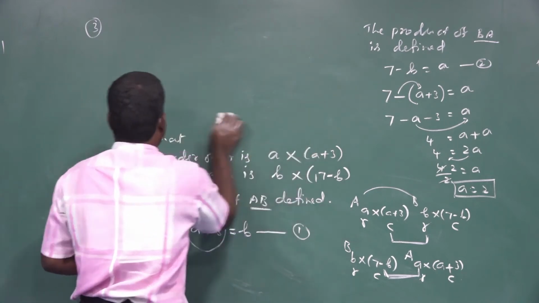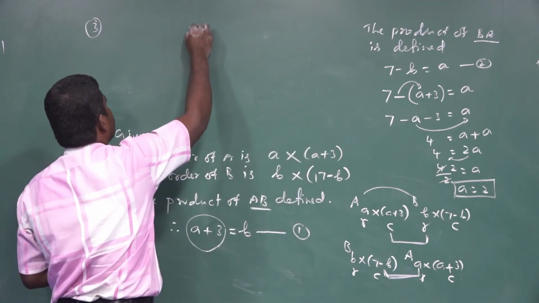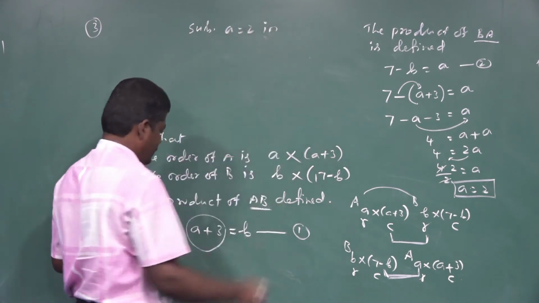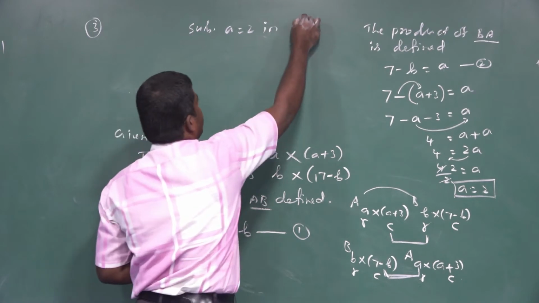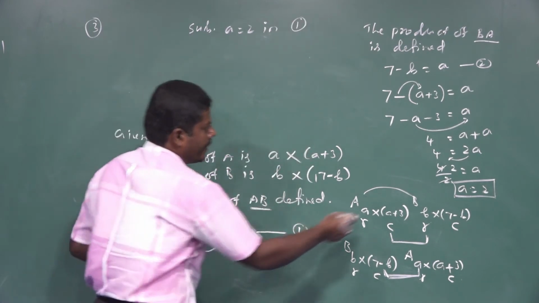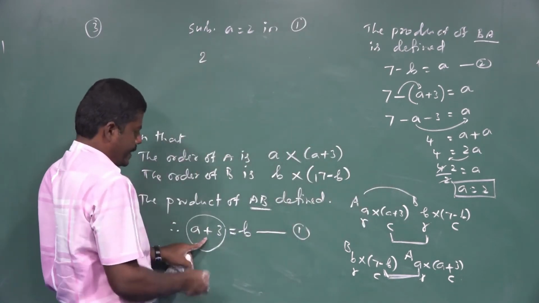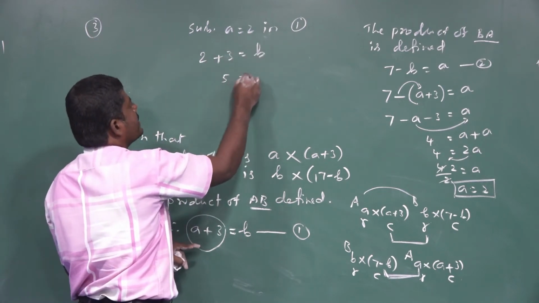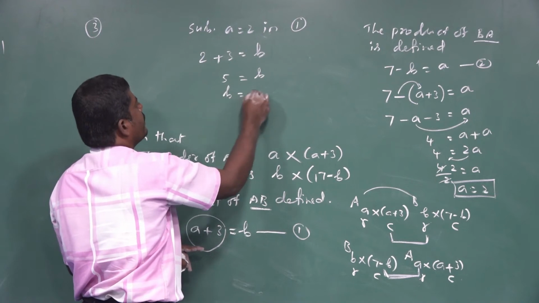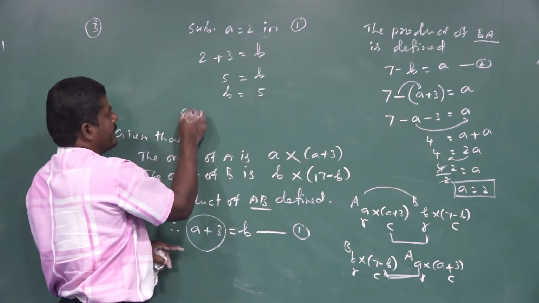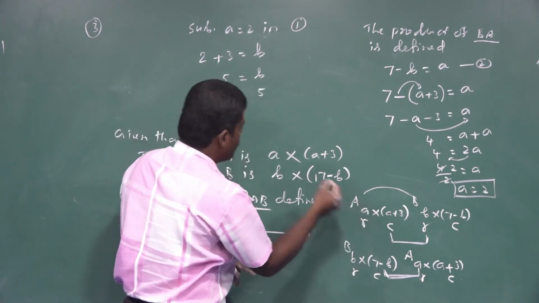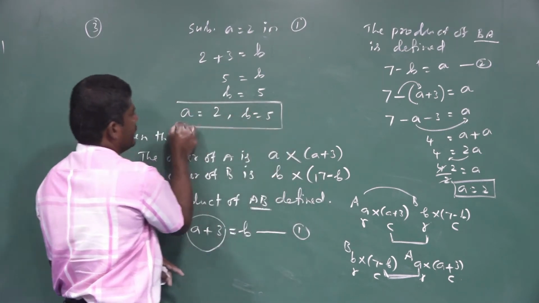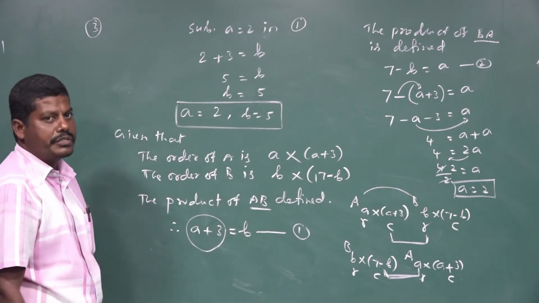Substitute A is equal to 2 in equation 1. We get the value of A is 2, so 2 plus 3 is equal to B. So 2 plus 3, 5 is equal to B. Therefore, B is equal to 5. So the final result is A is equal to 2, comma, B is equal to 5. This is the answer for our question.